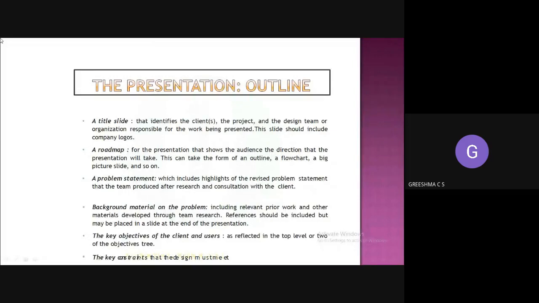The key objectives of the clients and users should be reflected from the start to the end of the presentation. The main agenda of the clients and users should be reflected from start to end. That is, the point that water usage and electricity usage have been correctly reduced, you should be able to present throughout the presentation. Then only the client will be impressed and he will buy it.